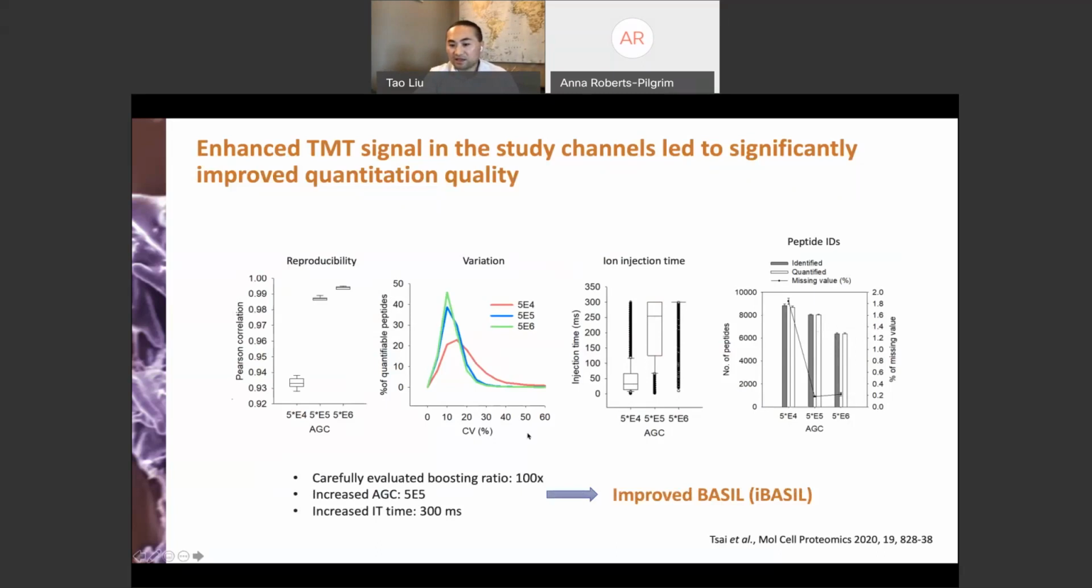And so in this paper we published, we ran a series of different conditions. Even though it's only an initial set of comparisons and a systematic evaluation of different settings, that gives us an initial set of optimized values in terms of boosting ratio, AGC setting, and also ion ingestion time. So we call this the improved BASAL approach.